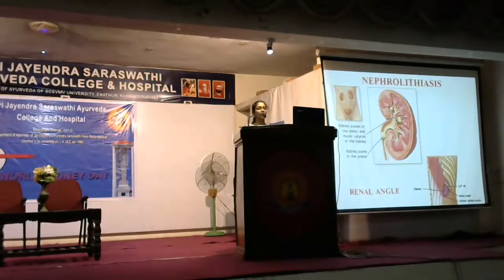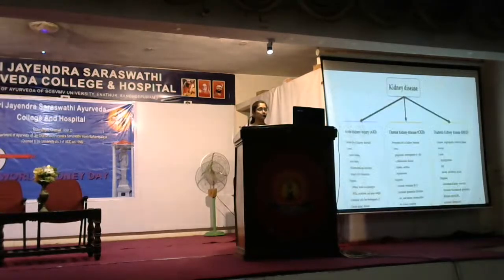Then we have nephrolithiasis, or more specifically renal calculi. Here a stone develops inside the kidney, and when the stone grows beyond a certain size, it starts affecting the normal physiology and anatomy, and accordingly the symptoms are produced. We have another point here, which is the renal angle, which is present between the lateral border of the erector spinae muscle and the 12th rib. This area presents with renal tenderness in cases of nephrolithiasis.